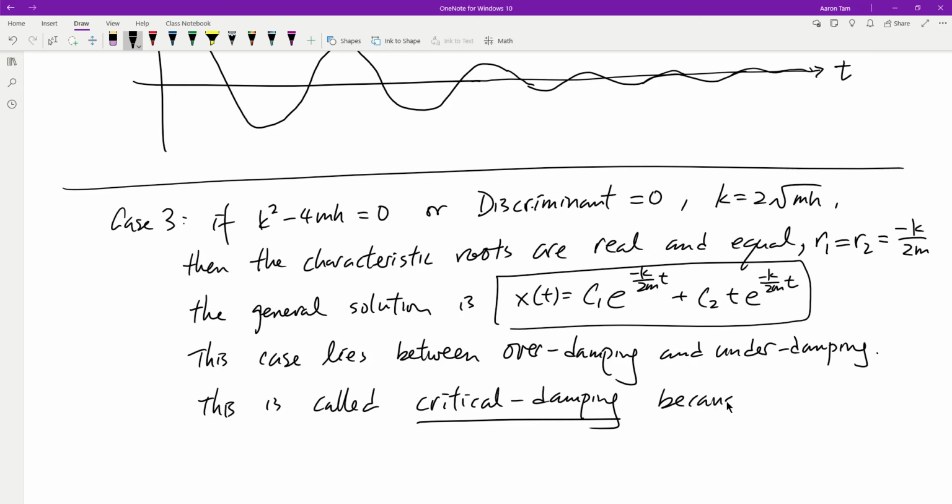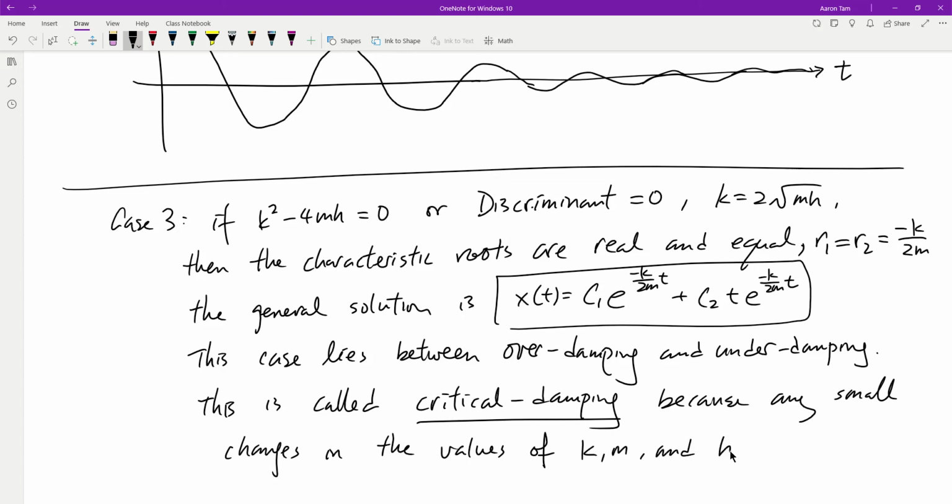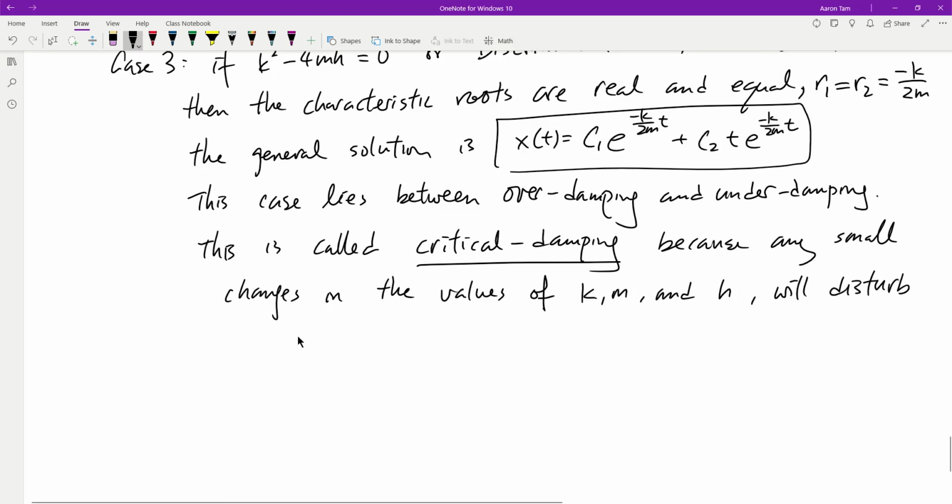Because any small changes in the values of k, m, and h will disturb the equality k equal to 2 radical mh, which will result in either under or over damping.